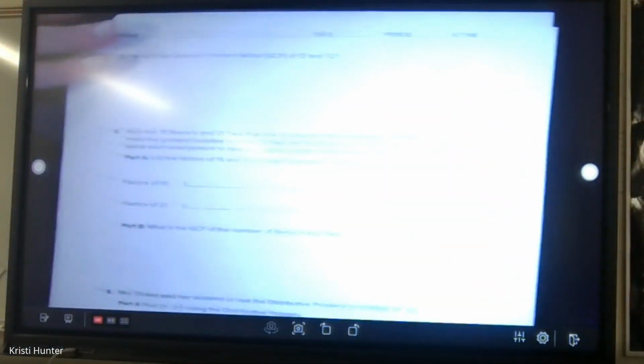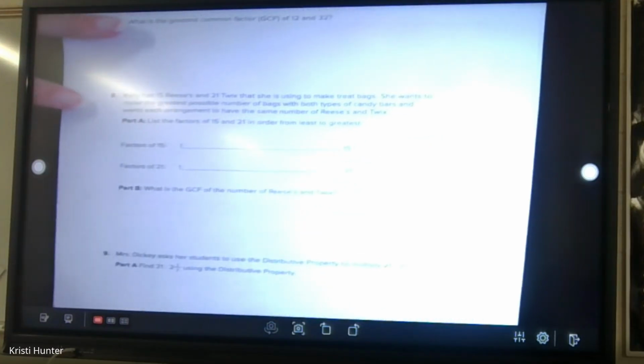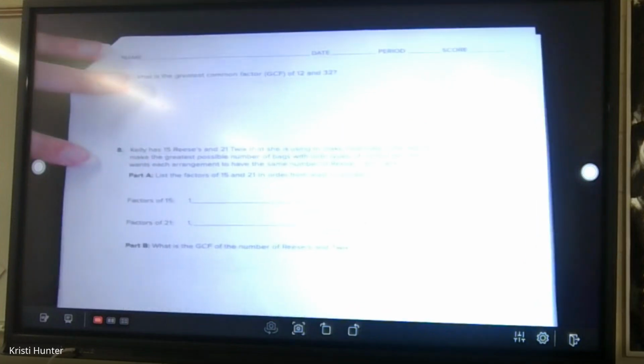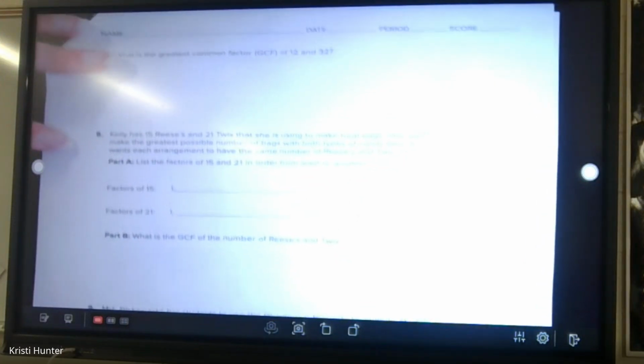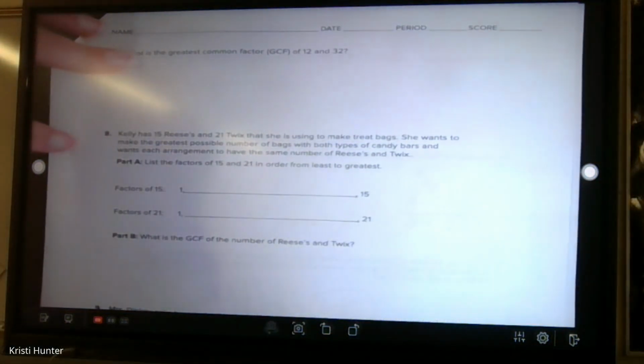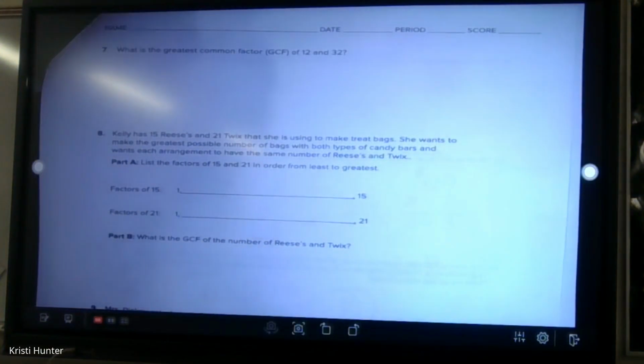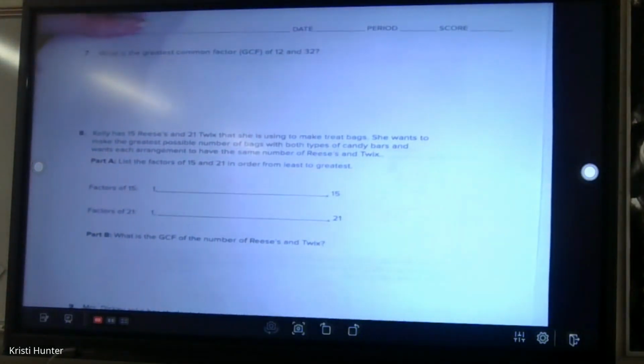And that takes us to the next part of our chapter, which is the greatest common factor. So what we had to do for problem number 7 now is, what is the greatest common factor of 12 and 32? So we talked about 2 ways to do this. One way to do this is to make a list. One way to do this is to make a factor tree. And lots of you prefer the factor tree way, which is just fine. So you can choose on this problem.